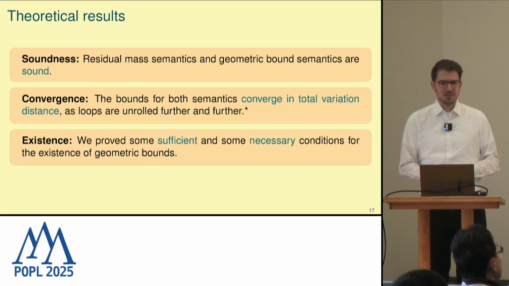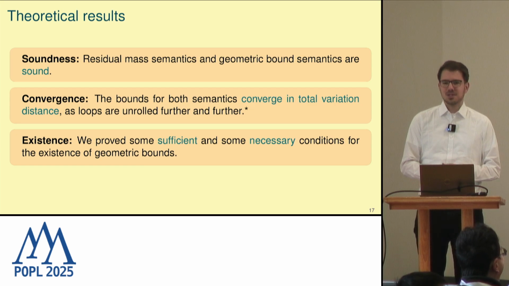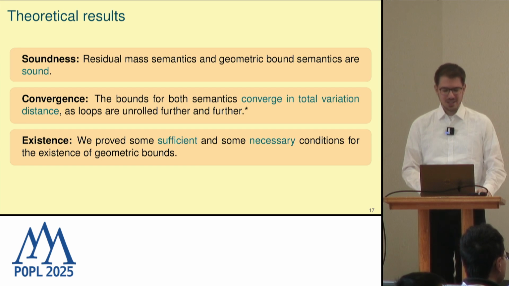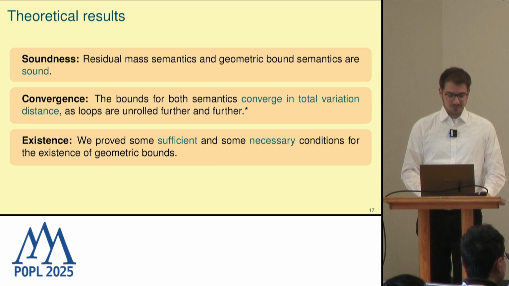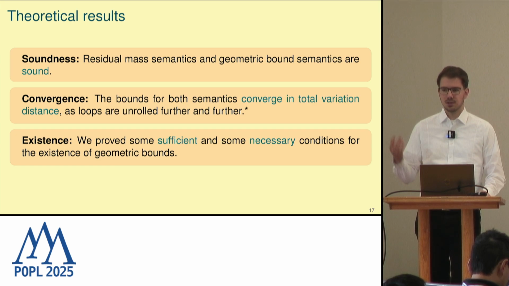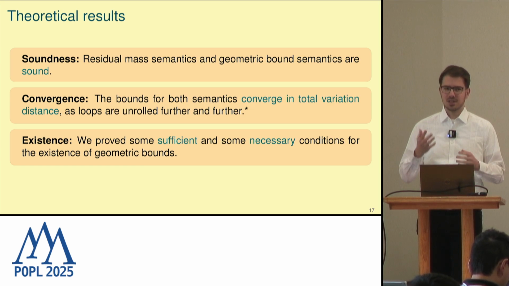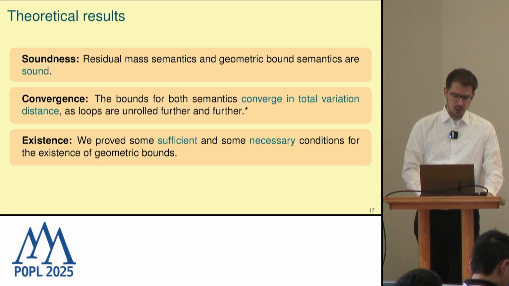So we have a couple more theoretical results in our paper, which I'll just quickly mention. First of all, of course, you want this to be sound. It turns out it is, for both semantics. We also have a convergence result. Both bounds converge in total variation distance to the true distribution as you unroll the loops further and further. Terms and conditions apply. Details are in the paper. And we also investigated when such bounds exist, because it might just be the case that this system of polynomial inequalities has no solution. And we found some sufficient and some necessary conditions for the existence.